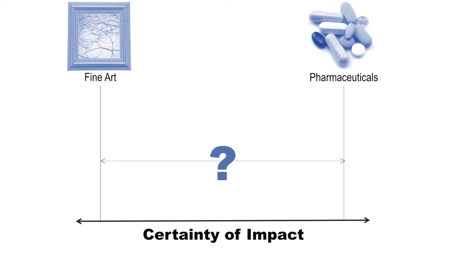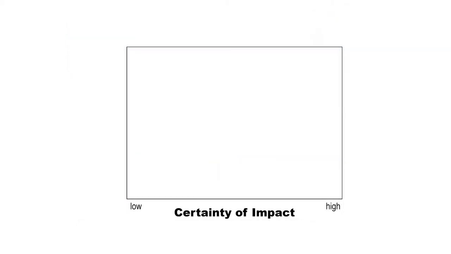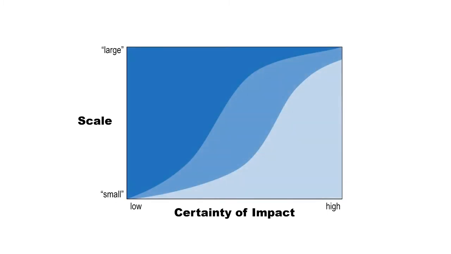The same idea applies to scaling. Let's add another dimension, scale, that ranges from small to large. In general, the larger the scale, the more certainty we need to justify our actions. With this in mind, we divide the space into three levels of risk. Impact risk is too high when we have less certainty than is appropriate for the level of scale. This would be treating pharmaceuticals like fine art, using them without understanding their effects.